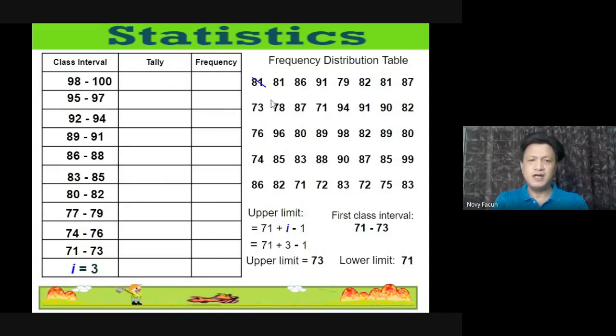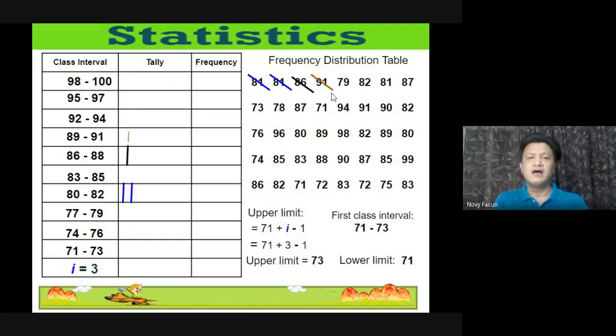So meaning to say, lagyan mo ng mark 81. Okay, sulat mo doon sa between 80 to 82. Okay, ibig sabihin, then we also have the 81. Siyempre, nandun pa rin siya, 86. Okay, so take note of that. Kailangan may color coding para at least hindi tayo malito.